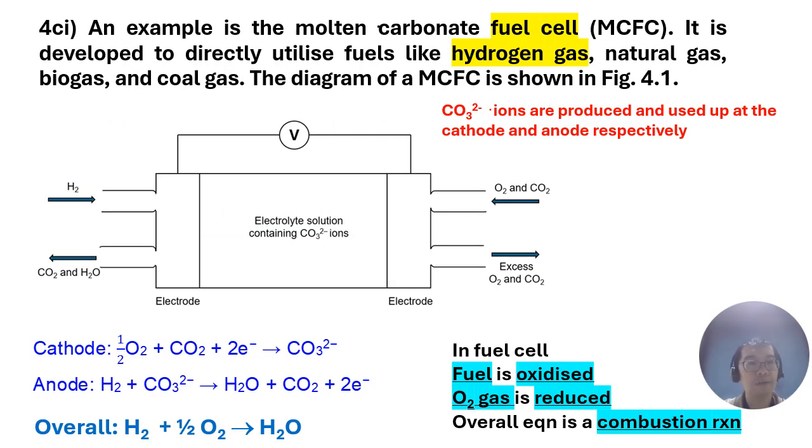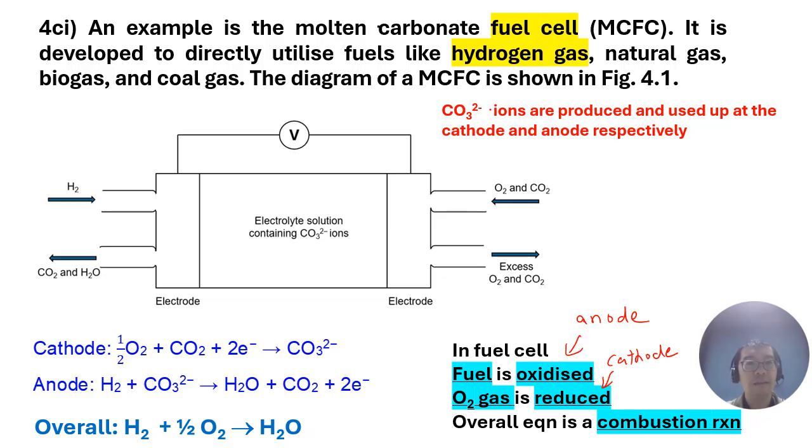Now for question 4C part 1, you need to take a good look at the diagram and also a few keywords that I've highlighted in the video. The first one is fuel cell. In a fuel cell, the fuel is being oxidized. So the fuel should always be found at the anode. And in a fuel cell, the O2 gas is the one being reduced, so it should be at the cathode. Later, when you form the half equations for anode and cathode, both of them will combine to give an overall combustion reaction.